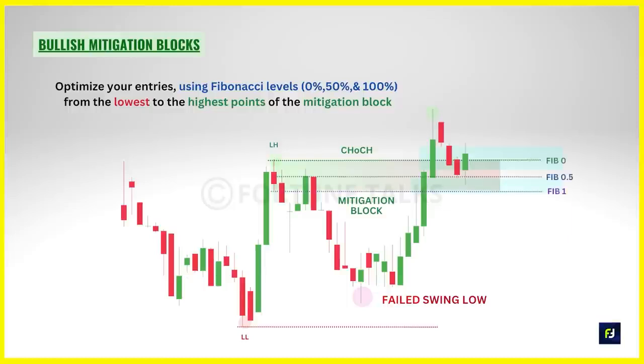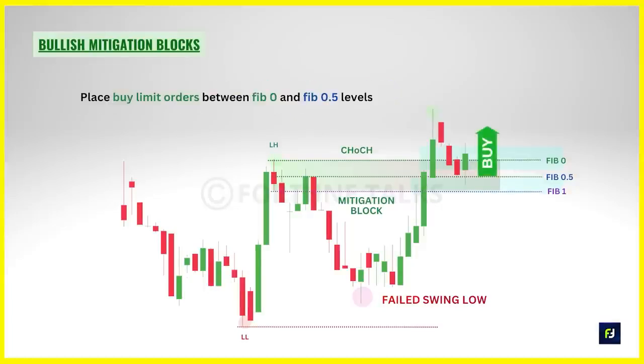You can also optimize your entries using Fibonacci levels. For this, extend a Fibonacci retracement from the lowest to highest points of the mitigation block. We only require the 0%, 50% and 100% levels. So the idea is to place buy limit orders between Fib 0 and Fib 0.5 levels. You can set your stop loss below the mitigation block or below the Fib 1 level.